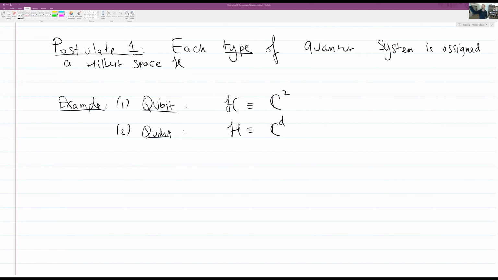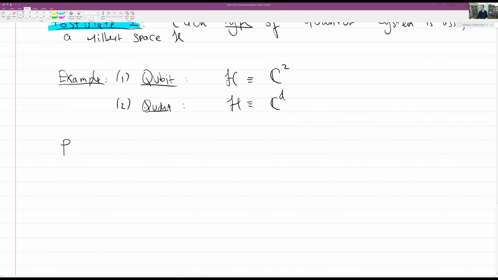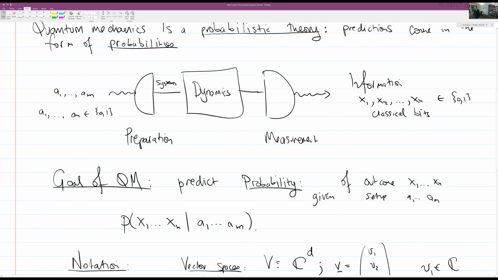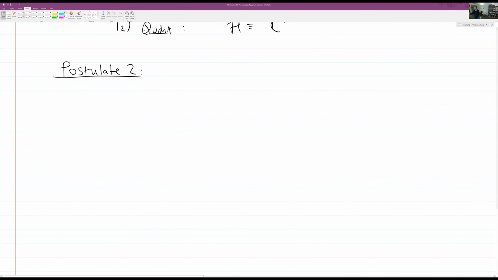And then we move to postulate two. Postulate two tells us about preparation processes. So I'm going to go back up here. Remember, every experiment in physics takes the form of a sequence of a preparation, some dynamics, and a measurement. So I have to tell you how we describe preparations in quantum mechanics. A preparation is characterized by something called a state.